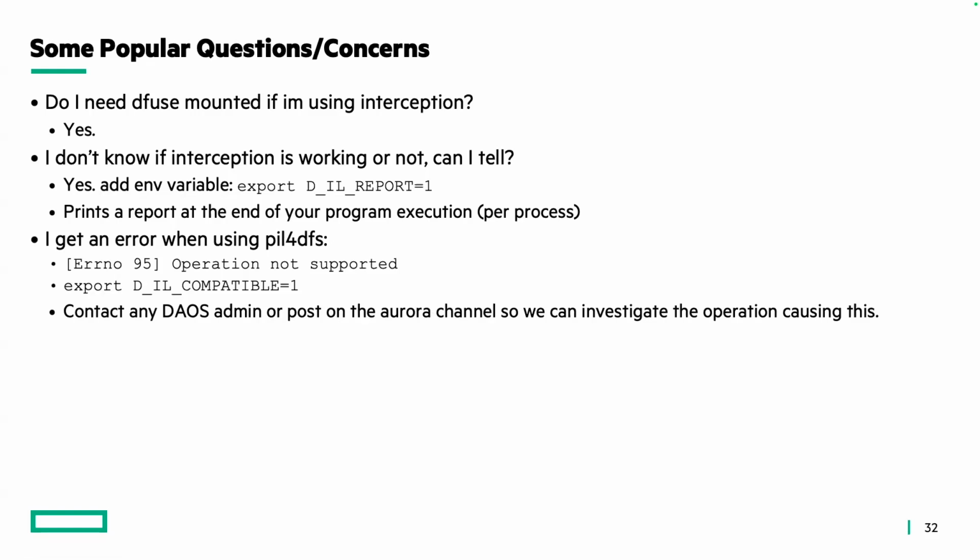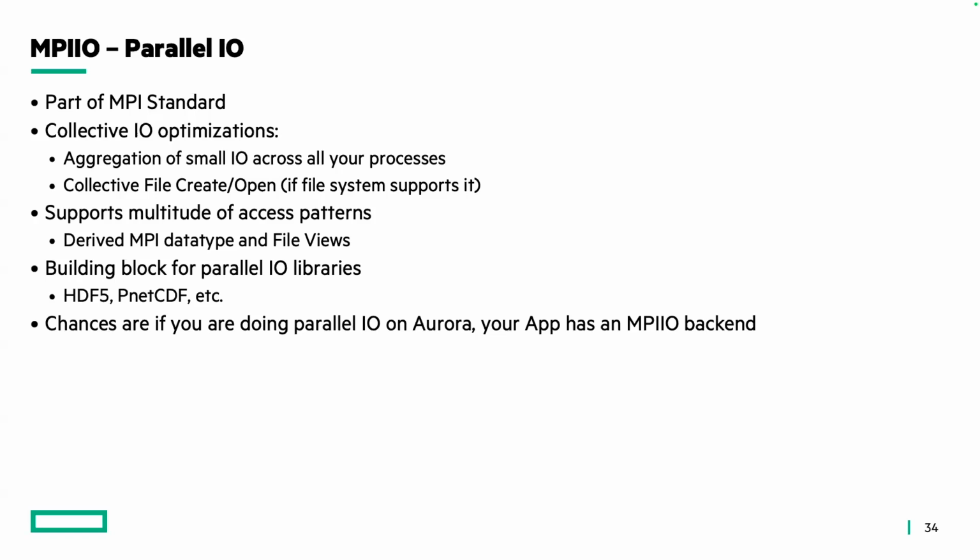Okay, if not, we can move to how to use MPI-IO. MPI-IO is probably the most widely used on Aurora because, other than being part of the MPI standard, it's a building block for many of the parallel I/O libraries that many people are using, like HDF5, PnetCDF, ADIOS. Everything usually has some building block on top of MPI-IO.